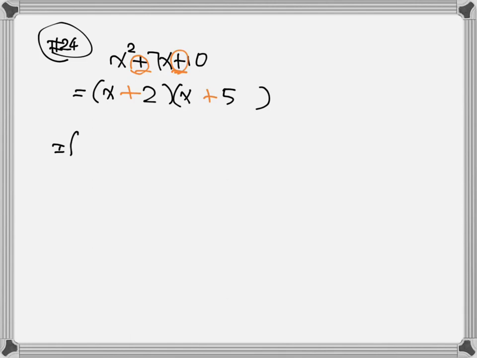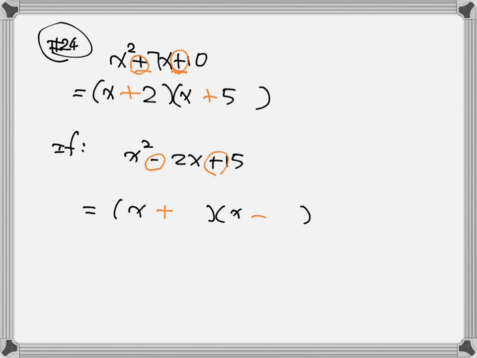Now if you have x squared minus 2x plus 15, remember the formula? You look at the middle sign. We have minus and plus, so we're going to use plus and minus. Here will be x, and here will be 3 and 5. So that will be your answer. Okay? Next, let's look at number 25.